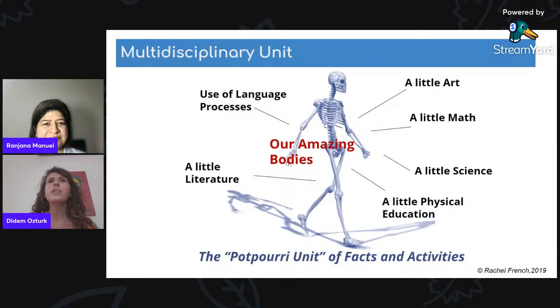One of them is a multidisciplinary unit. If we talk about a unit all about our amazing bodies, you can see a few activities from each subject. They can be related to art, math, science, physical education, and so on. But when we see the topic, our amazing body, it gives us more science relation. That's why multidisciplinary does not focus on a central idea. There is no big idea to focus on and go around. This is the main difference, I think, between multidisciplinary and transdisciplinary.